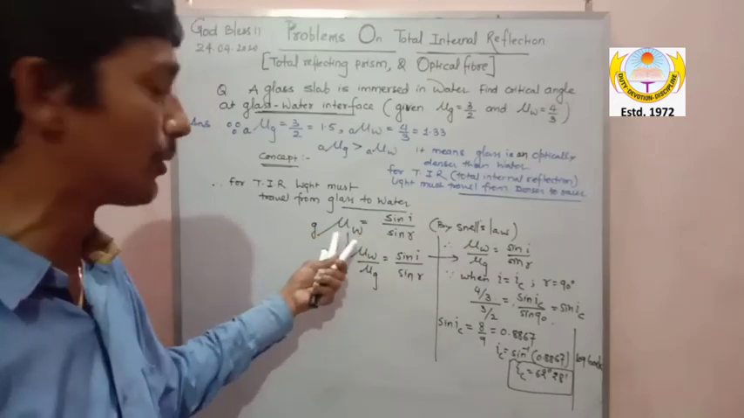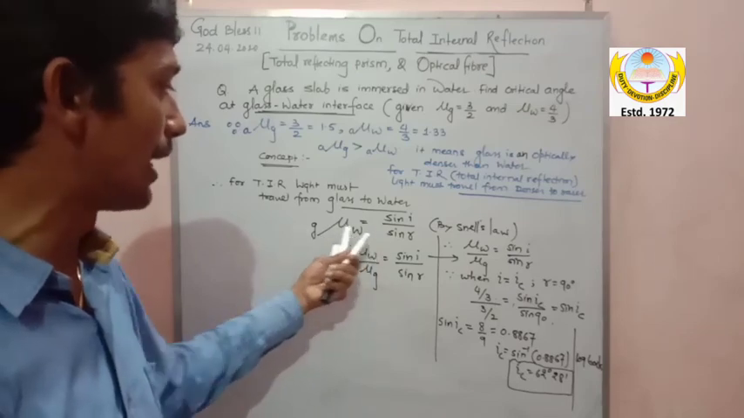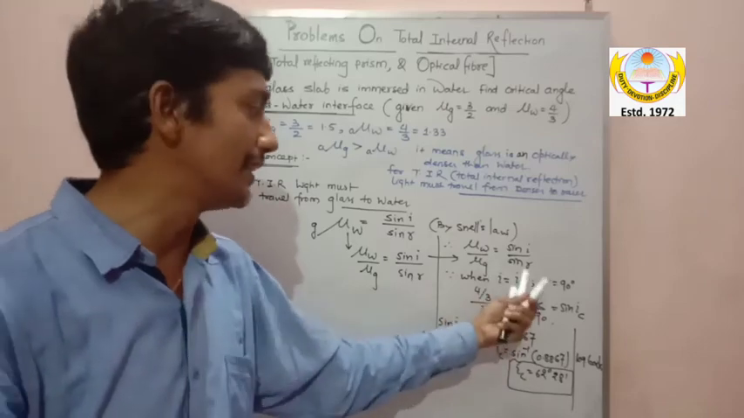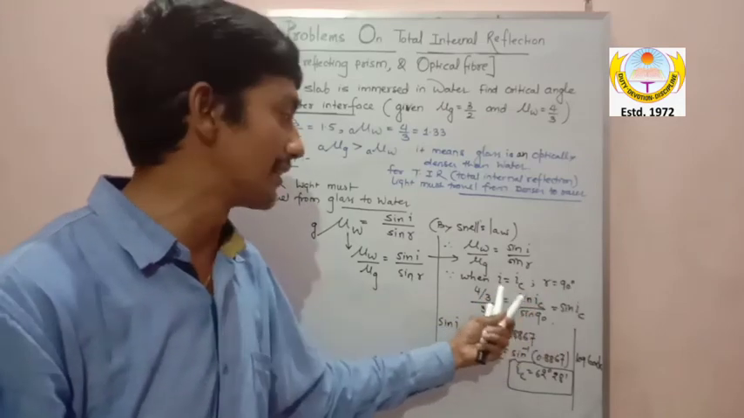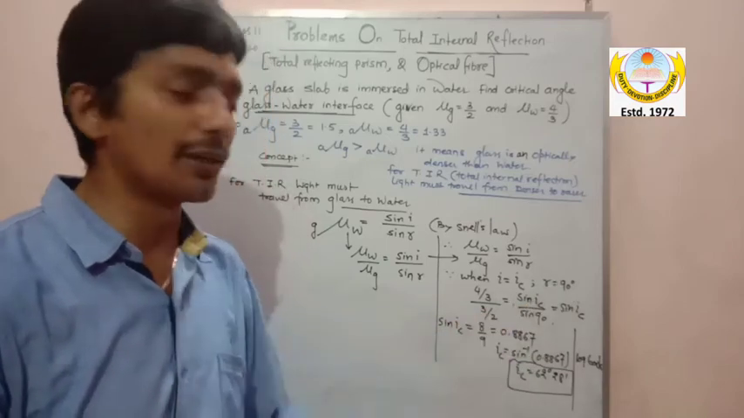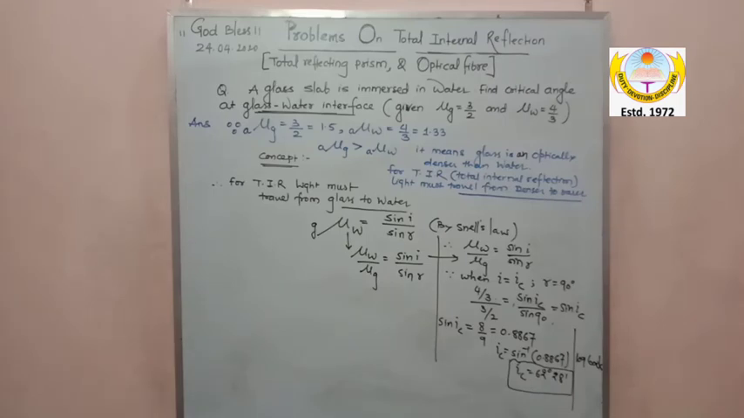And then I came to know that I should write mu this way, that it is going in water coming from glass, and then the rest is all Snell's law. Then substituting i as IC, at that time r becomes 90 degree. This is the definition of critical angle, right? I substituted that, I got the value of IC. So this is, my dear, the second question on total internal reflection, to calculate the critical angle.